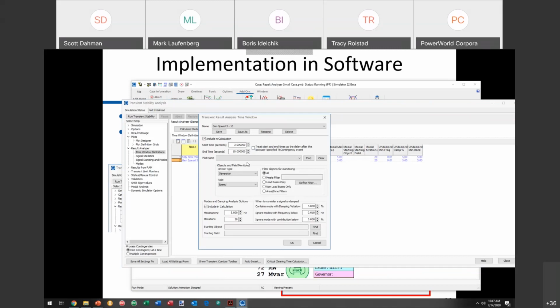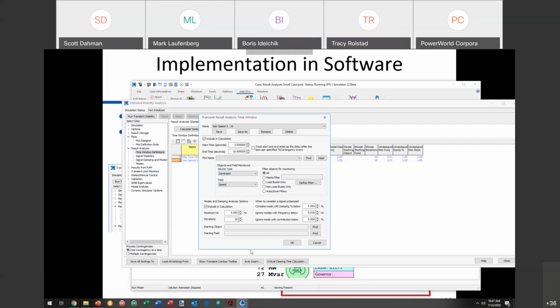The next thing you have to do is say, what signals do I care about? You can either, kind of like transient limit monitors, pick, I want generators, I want speed, I want all of them, or a filter, or whatever you want here. Or you can actually go just pick a plot and say, I want the signals that are on this plot. So if you've already defined a plot, you want to do modal analysis on that plot, that's easier to do.